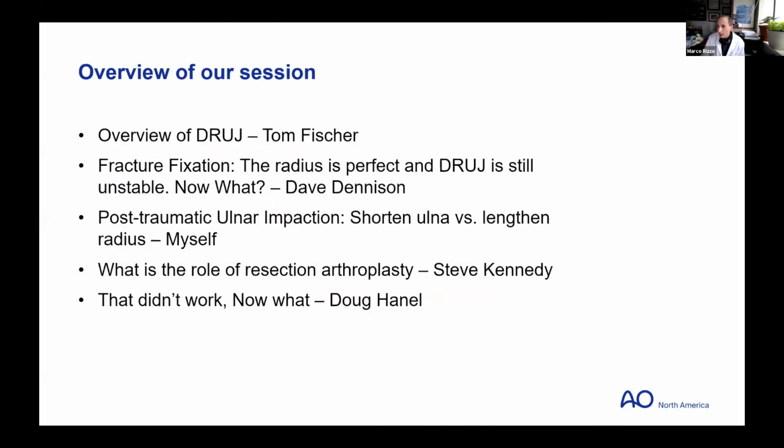So I want to overview our session, and basically it included an overview of the anatomy and biomechanics from Dr. Fisher. Fracture fixation was reviewed by Dr. Dennison, and what to do when the DRUJ is still unstable or problematic and associated with radius fractures. I spoke briefly on post-traumatic ulnar impaction, whether to shorten the ulna versus lengthen the radius, and what is the role of resection arthroplasty. Dr. Kennedy spoke at length about that. And Doug gave a wonderful talk on what to do when things don't work. And I'll present a case real quickly illustrating a similar type scenario and how it played out.